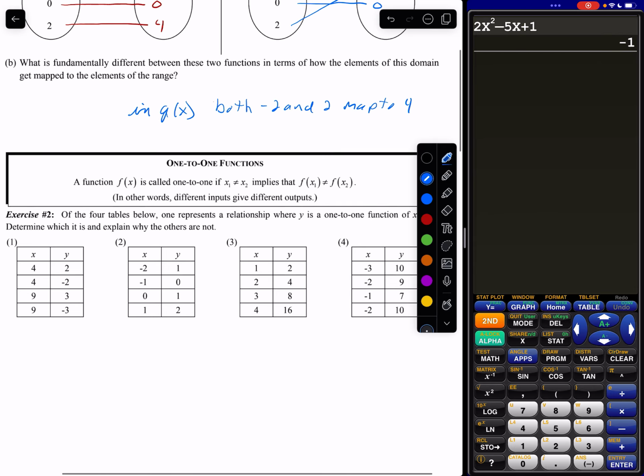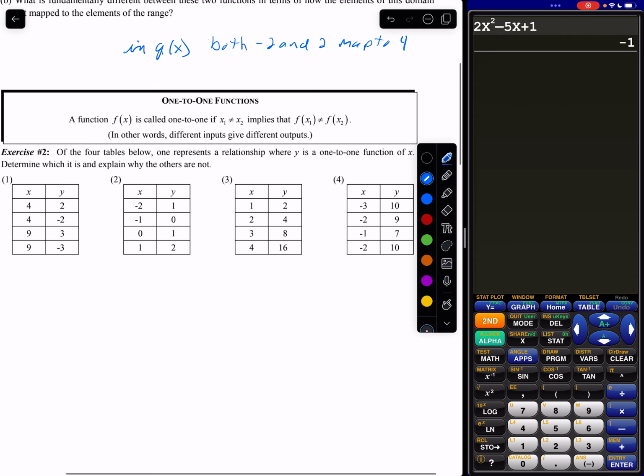Now this is the mathematical definition of a one-to-one function: if x1 and x2 are not the same number, then the outputs are also not the same, okay? In other words, different inputs always give different outputs.